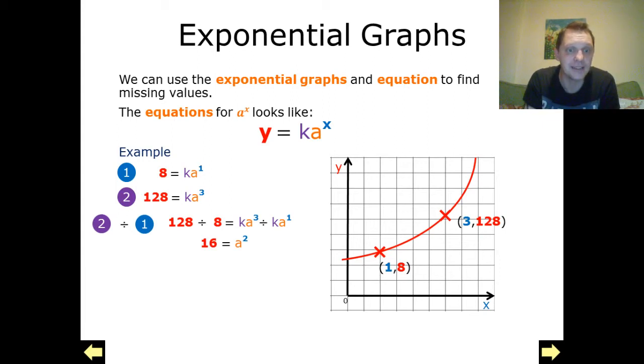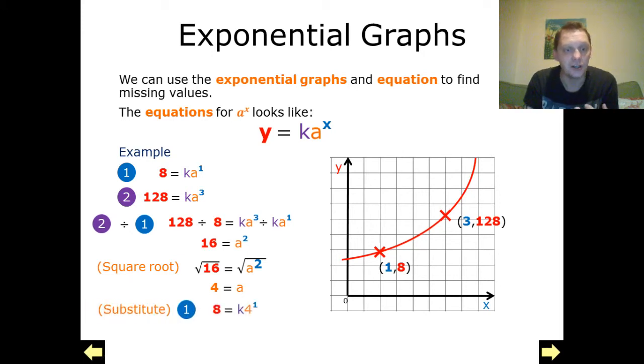128 divided by 8, that gives me 16. And the a to the power of 3 divided by a to the power of 1, those of you who know your indices, you just subtract your powers. So 3 take away 1, that leaves me a to the power of 2. Now, I'm looking for the value of a, so I'm going to square root my left hand side and my right hand side, which is going to leave me with 4 for my value of a.